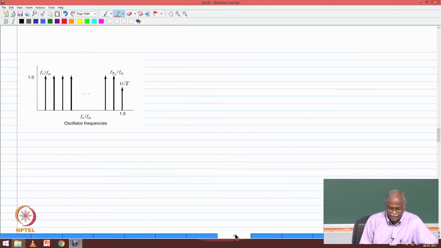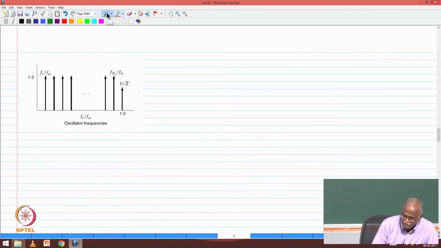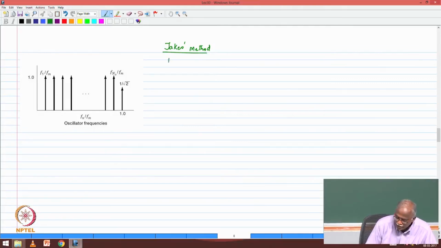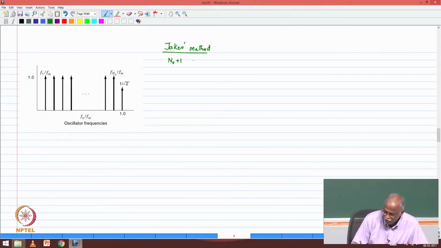So what are those oscillators? So basically Jakes method, let me just start by writing the following. Jakes method consists of a number of oscillators. So we first specify a number of oscillators. So there are a total of n0 plus 1 oscillators.